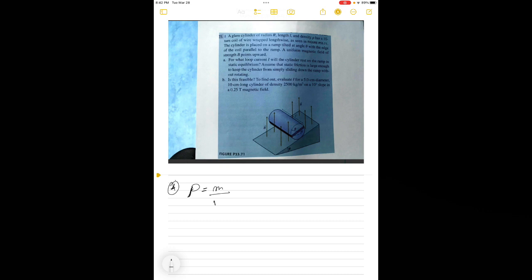We know the density equals mass divided by volume, and we know the volume of a cylinder is equal to pi r squared multiplied by the length, or the height. Then the cylinder has a force affecting it, and this force is the gravitational force. So we know mass multiplied by gravity equals the current multiplied by the length multiplied by the magnetic field strength.